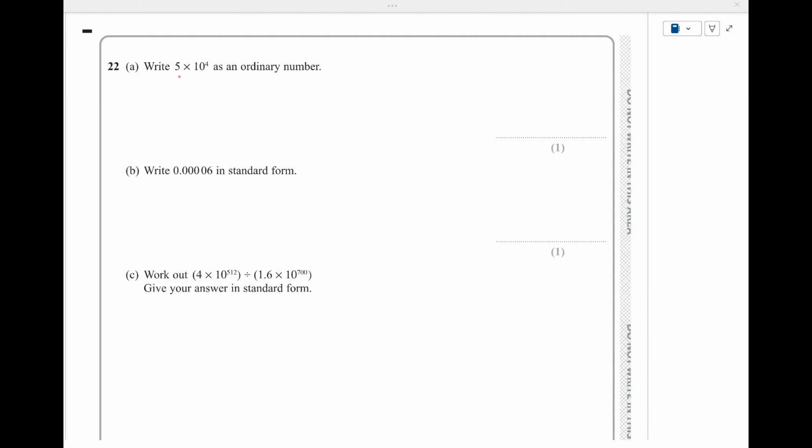Question 22, standard form. Write 5 times 10 to the 4 as an ordinary number. Well, you could use your calculator, I imagine, but I know, and so do you, that it's 50,000. Write 0.00006 in standard form. It's going to be 6 times 10 to the what? Go backwards. 1, 2, 3, 4, 5. 6 times 10 to the minus 5. And you could put that in your calculator and check that it gives you this as an answer.